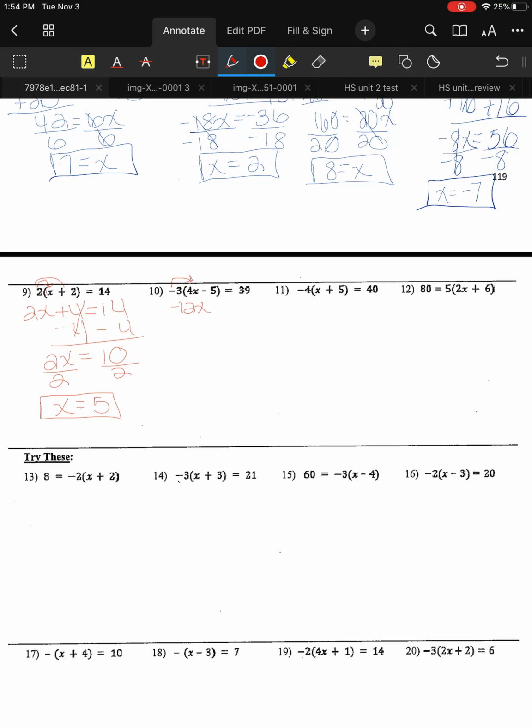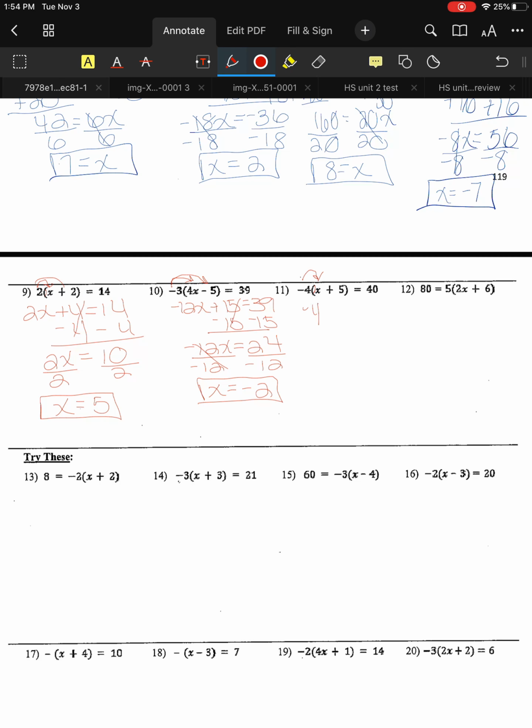Problem number 10, negative 3 times 4 is negative 12x. Negative 3 times a negative 5 is a positive 15. I then minus 15 from both sides. Negative 12x equals 24. Opposite of multiplying by negative 12 is to divide by a negative 12. I get x is equal to negative 2.